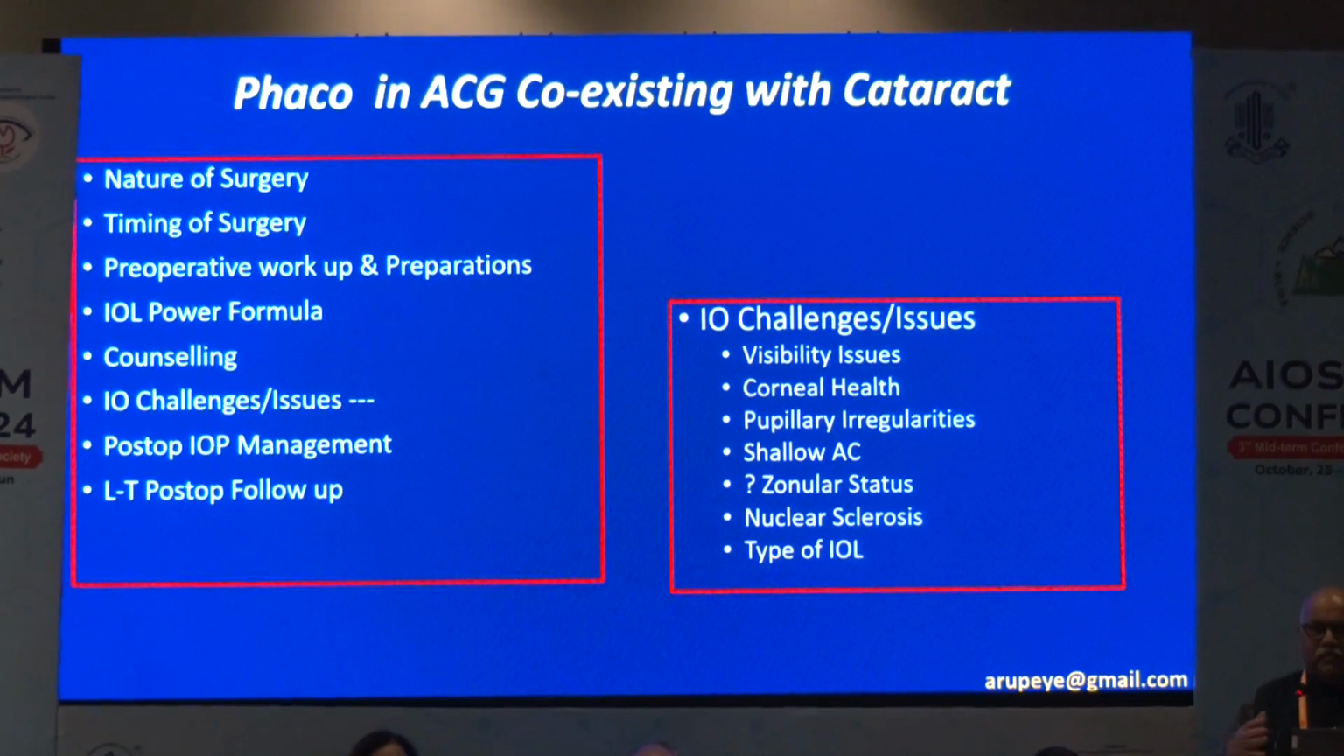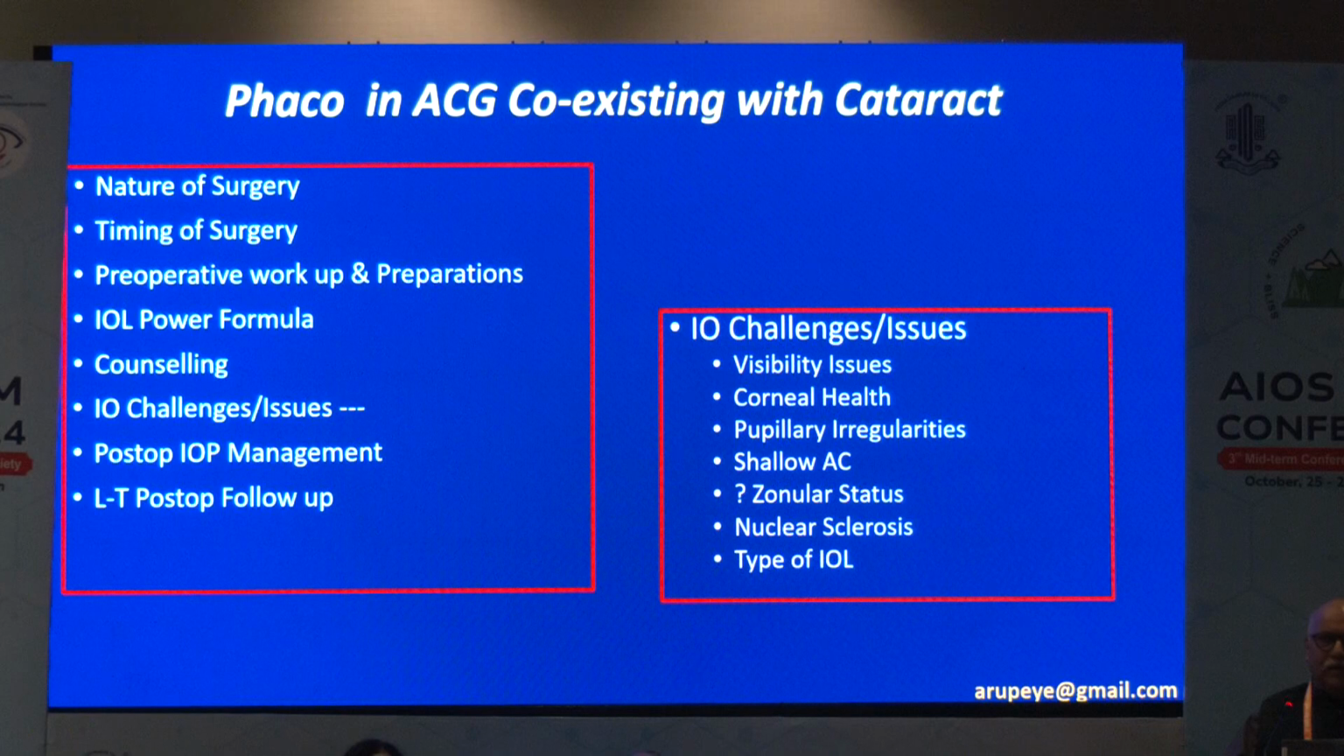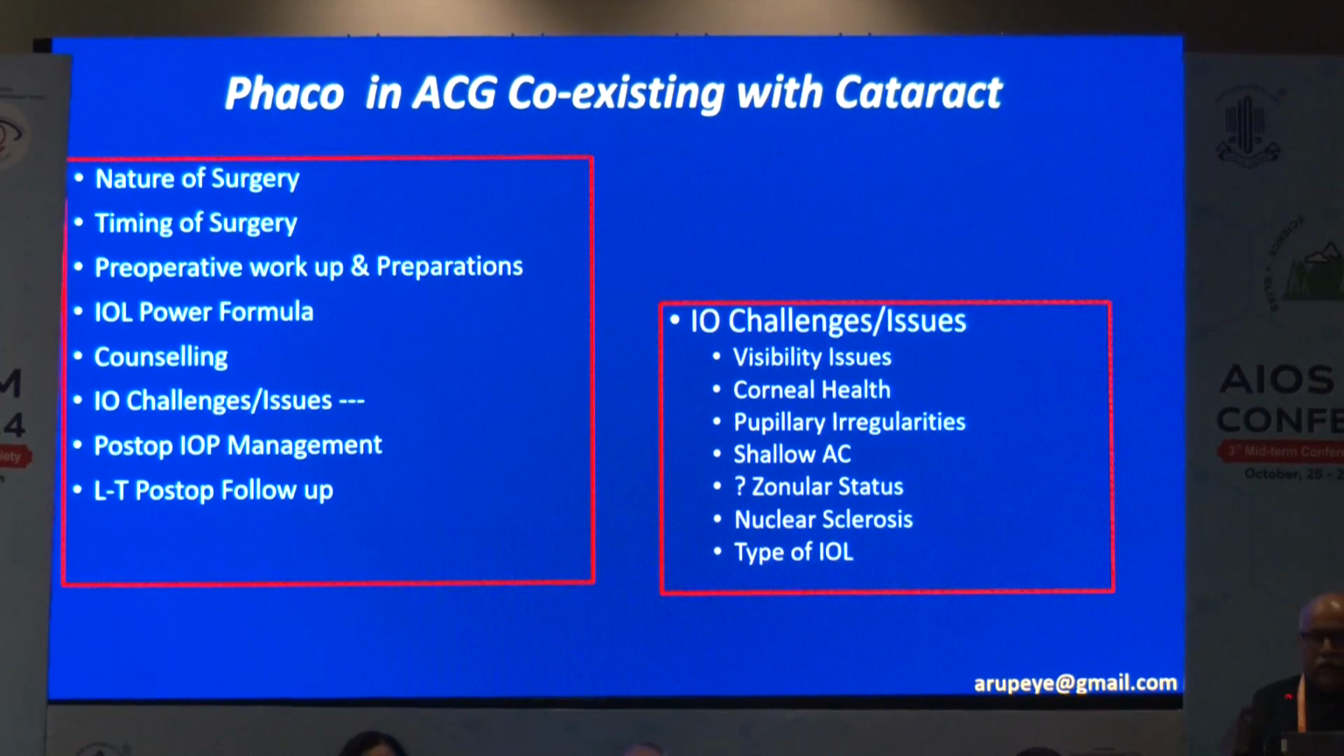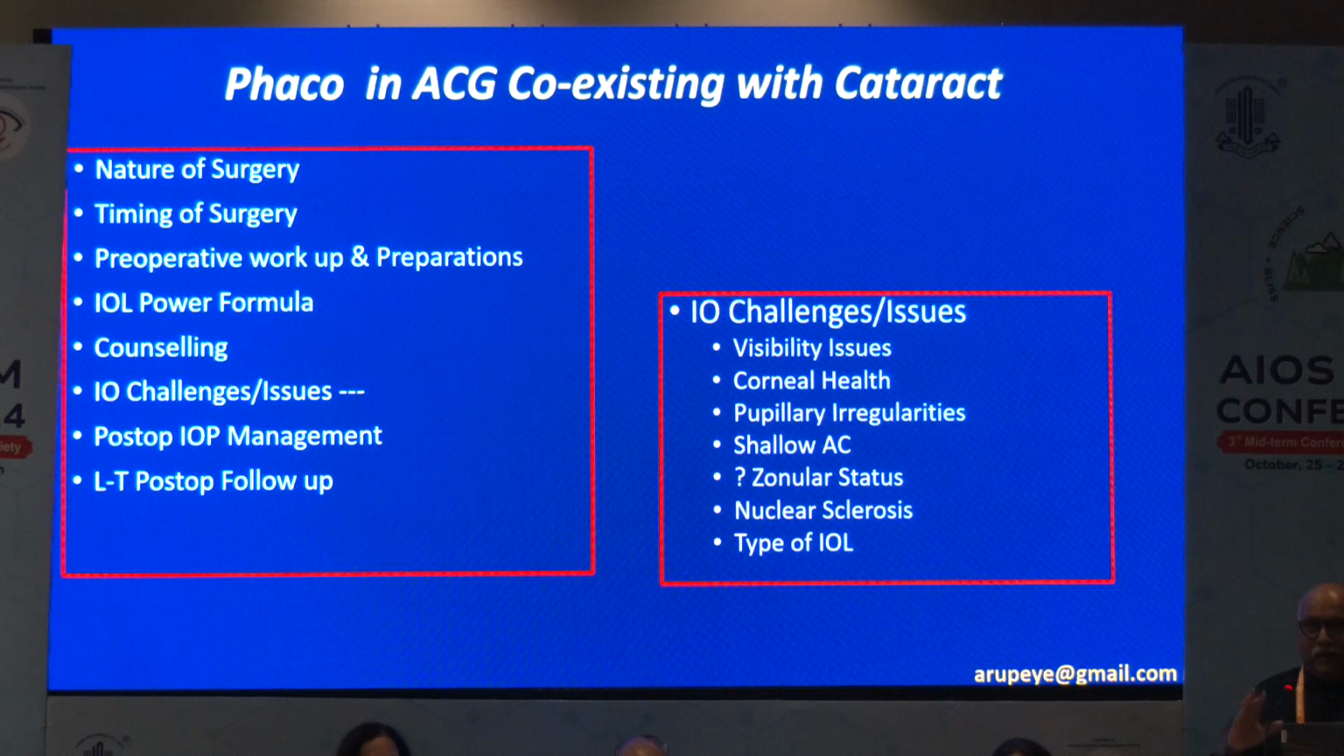So basically, these patients require an additional, more concerted workup. First, we need to take a call on what type of cataract surgery we're going to perform. At what time would you like to perform the surgery, particularly if the patient is just after an acute episode. Preoperative workup and preparations differ significantly from routine cases. The IOL power formula also plays an important role, particularly if you're dealing with short axial length eyes. Counseling is of paramount importance, and it will become clear as I go on with my presentation.